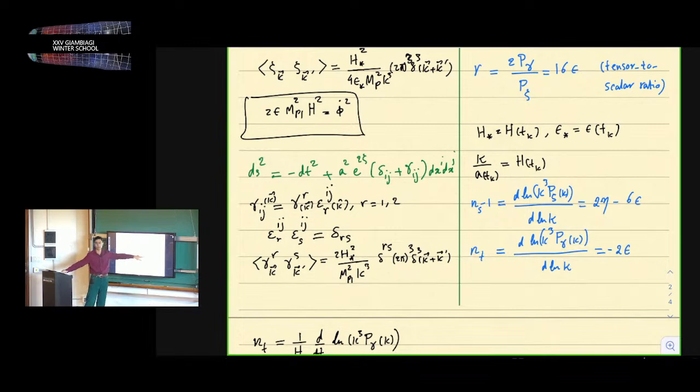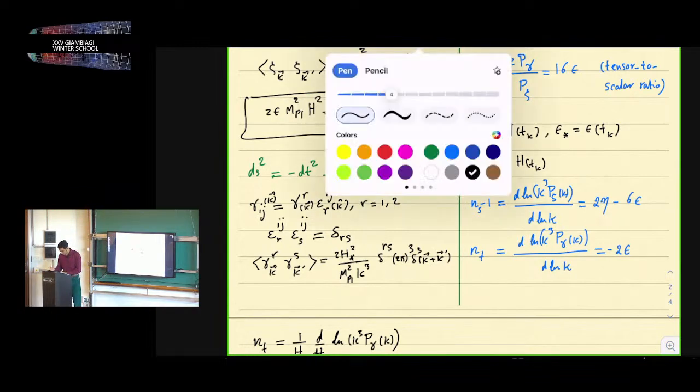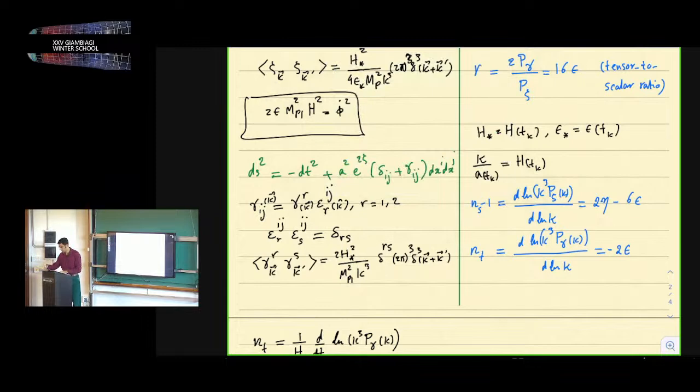Among the three, ns minus 1 has also been observed. The other two have not been. Now, one thing that you can see here is that there is a relation between the tensor tilt and the tensor to scalar ratio. This relation is sometimes called the tensor consistency condition. So if we manage to measure both of them, then we see that nT is equal to minus r over 8. So it's a relation between two observables. That's why it's called a consistency relation. So this model uniquely predicts this single relation.